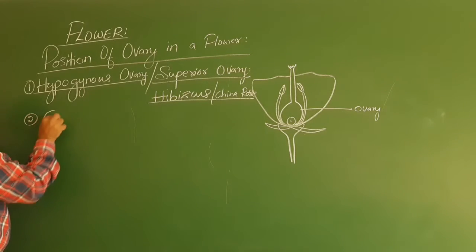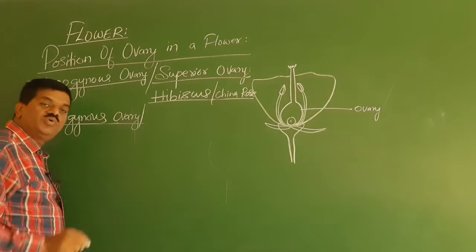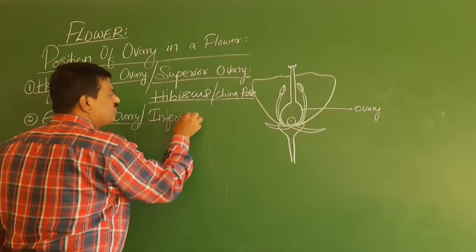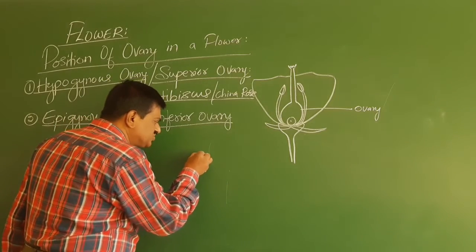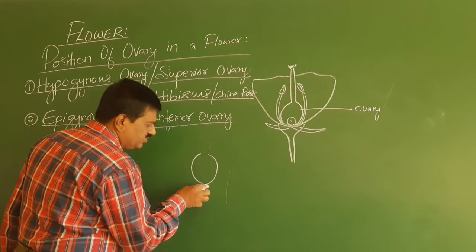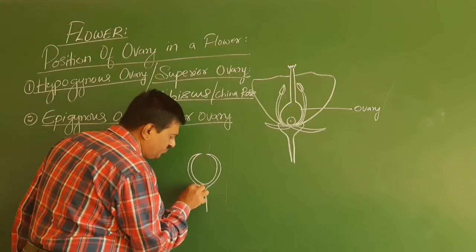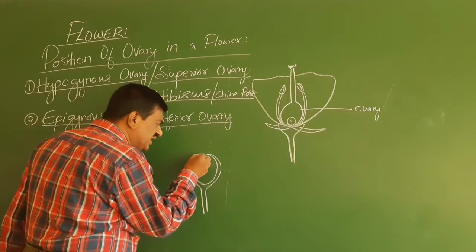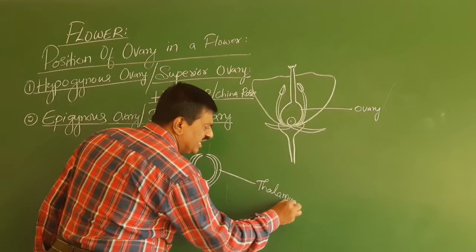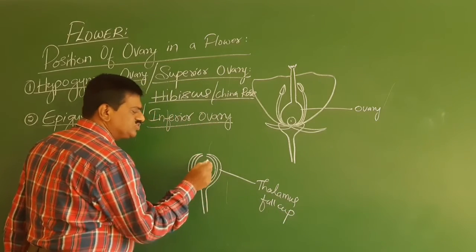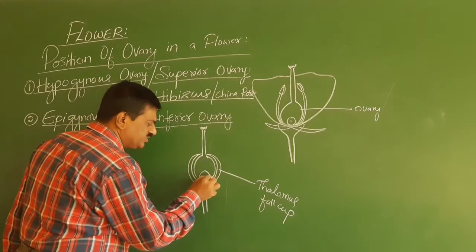So we go for the second one called epigynous ovary. Epigynous ovary is called inferior ovary. Now here just we see that there is a thalamus. The thalamus here is modified like a full cup. Inside this thalamus cup, there is the ovary. Above this, there is a style and stigma. Inside this, there are ovules.